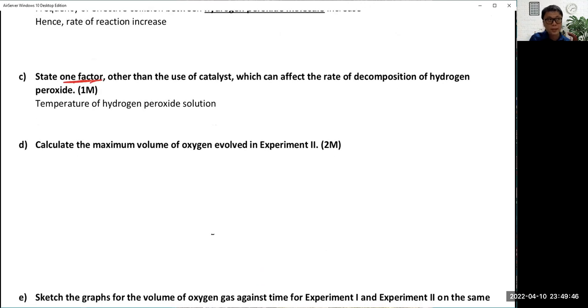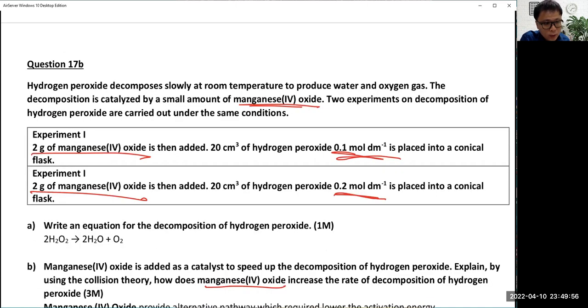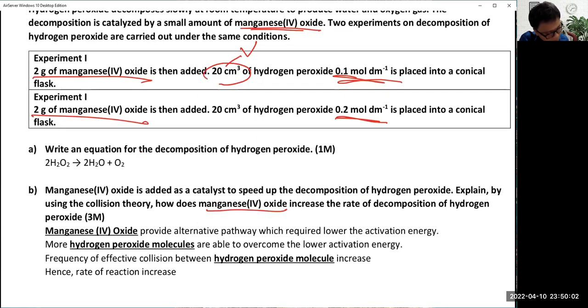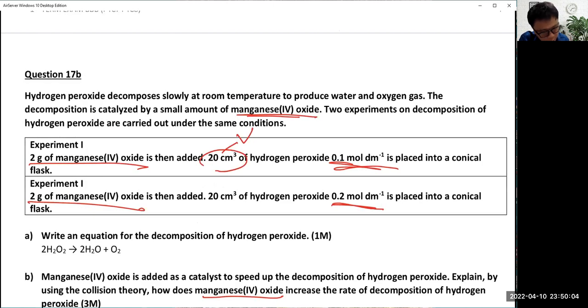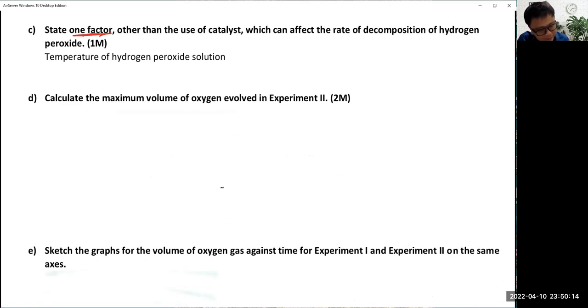Okay, calculate the maximum volume. Sometimes for reaction, they like to ask for the calculation. So we look at what we have now. This is our V. They want experiment 2, so we look at experiment 2. So V and M: this is my volume, this is my molarity. First you find the moles of H2O2 using M and V, 0.2 and 20. Then you'll get 0.004 mole.